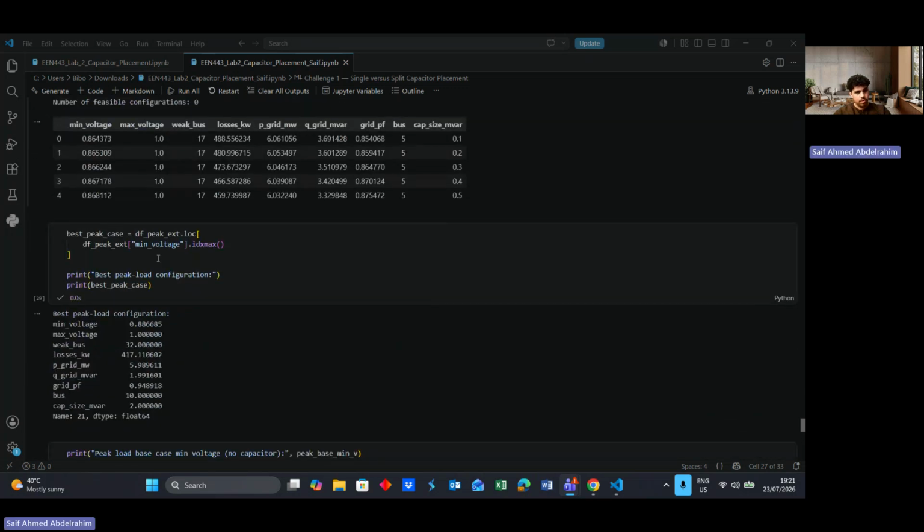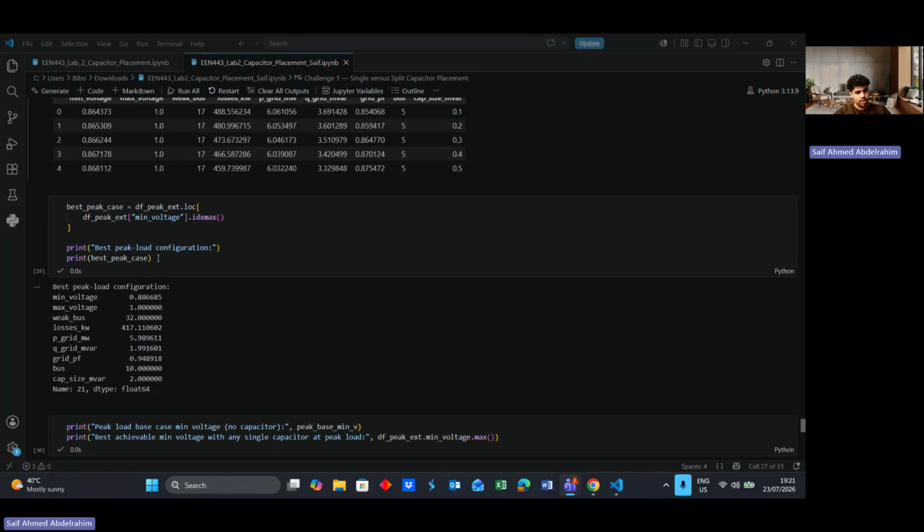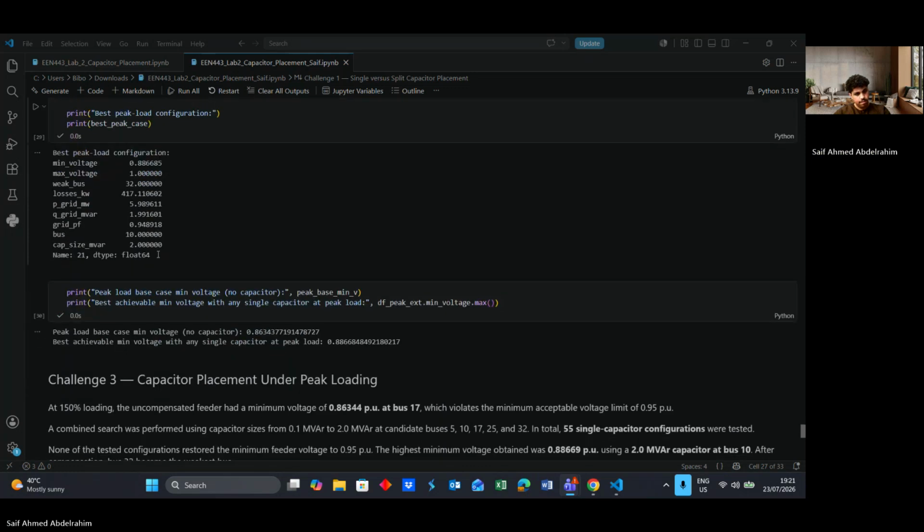The best configuration was a 2 MVAR capacitor at bus 10. It increased the minimum voltage to approximately 0.88668 per unit, reduced losses to approximately 417.1 kilowatts, and improved the substation power factor to approximately 0.948. Although the capacitor improved the minimum voltage from 0.8634 to 0.88668 per unit, the result was still below 0.95 per unit. Therefore, one shunt capacitor was insufficient under the 150% peak load condition.